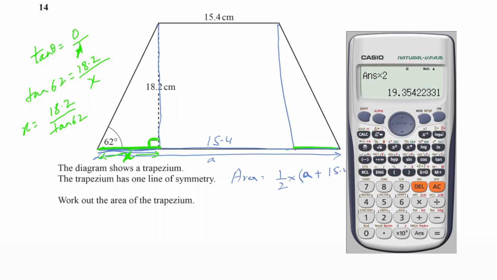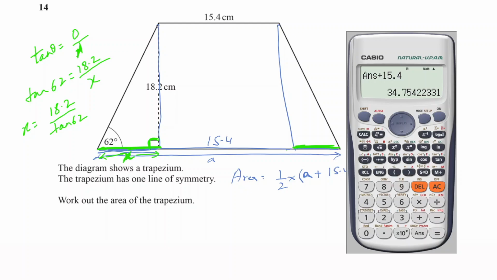So 19.35 is both the sides. So this side and this side, both the sides I'm getting 19.35 something like that. If I add 15.4 plus 15.4, I'll get the total length of that, which is 34.75. Okay, 34.75 something like that. I'll take it as 34.75. So the length of A is 34.75.